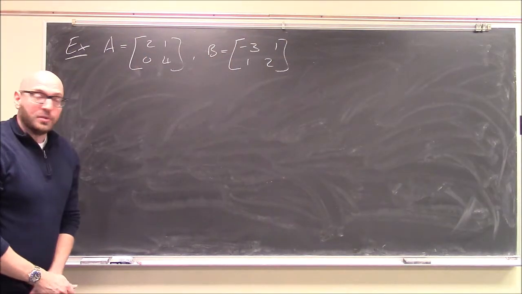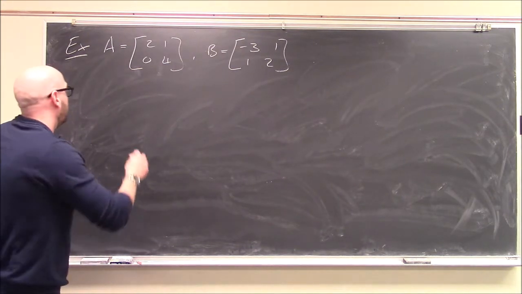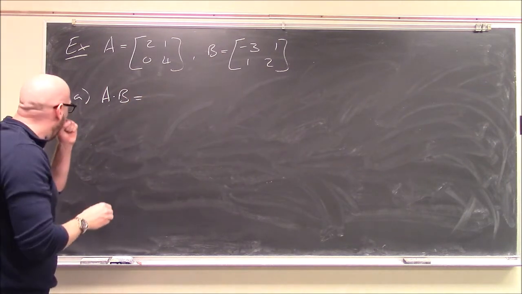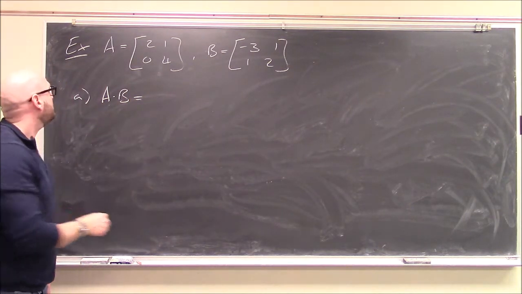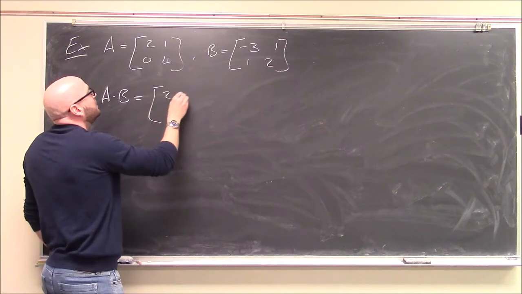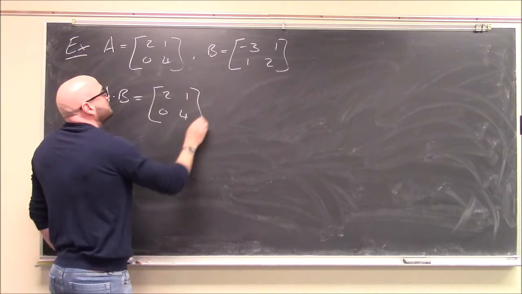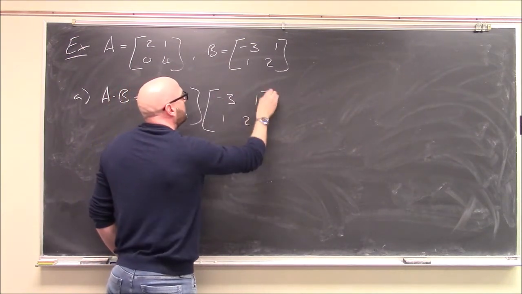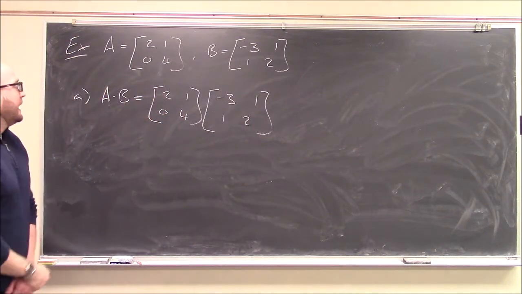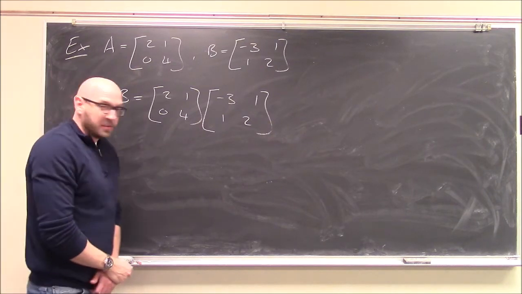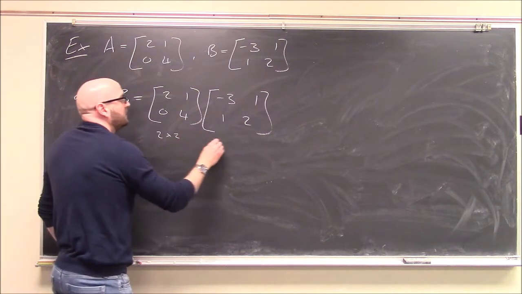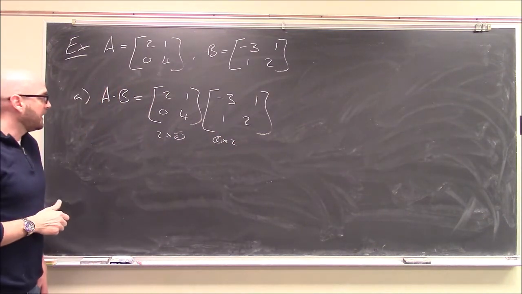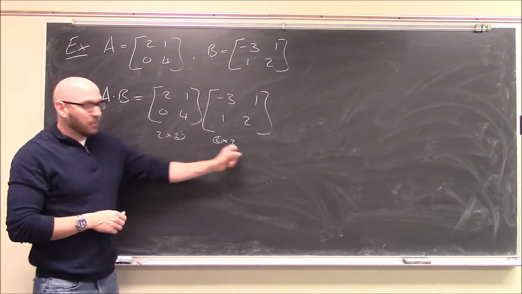So we'll do one more example, or actually really two, because we're going to compute both orders of these. So part A is let's compute A times B. So A times B is going to be [2, 1; 0, 4] times [-3, 1; 1, 2]. And we'll compute this product. Is this defined? Well, this is 2 by 2, and this is 2 by 2. So these two inside numbers match up. So yes, it is defined. And our resultant product is also going to be 2 by 2.